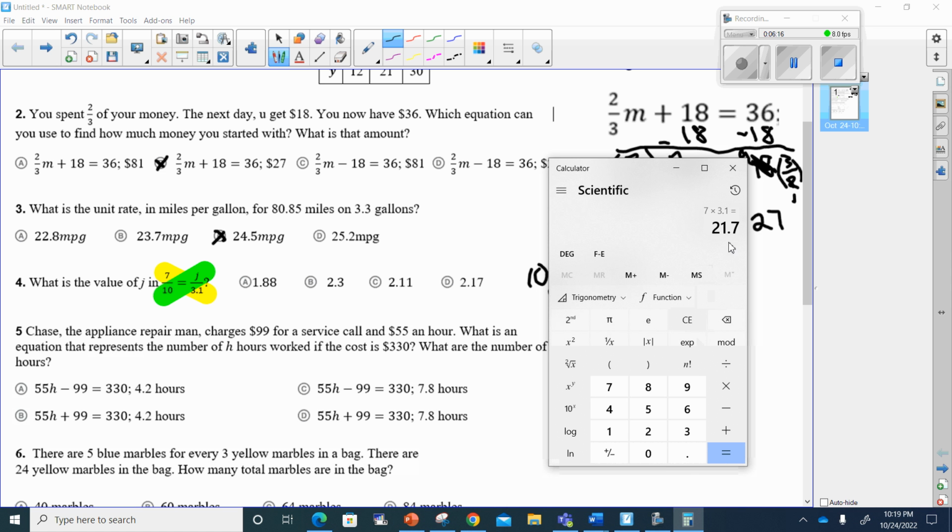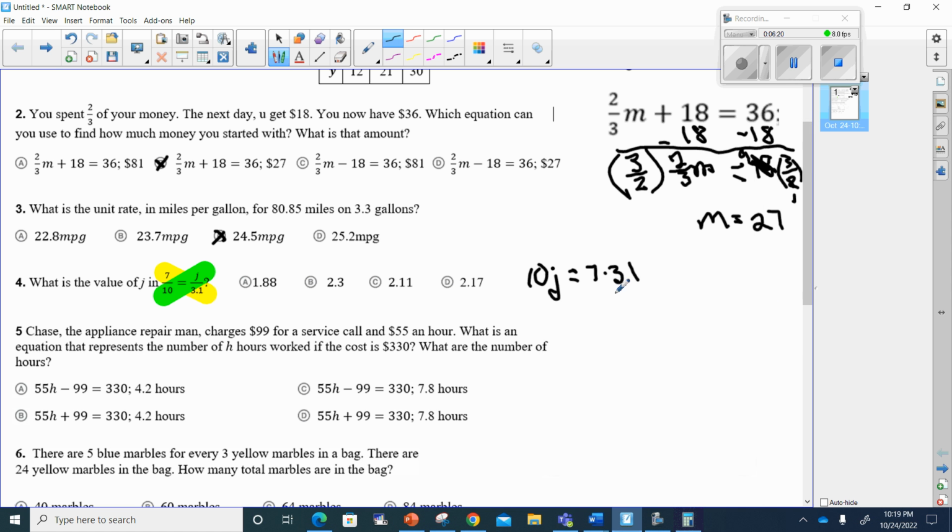That's going to equal 21.7, okay? So now we have 10J equals 21.7. We know when we have 10 with J, we're going to have to divide 10 away. Whatever I divide from one side, I divide from the other. J is left alone.